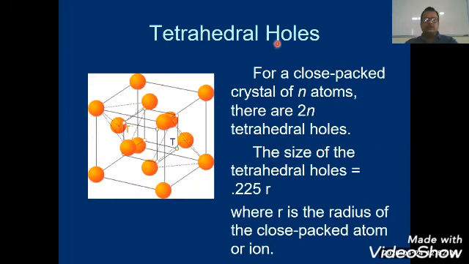So today we have discussed what is a close packing. Then we have discussed the different types of holes. We have discussed trigonal hole, tetrahedral hole, and octahedral hole. And what you find is that for an n atomic crystal, there will be n octahedral holes, and there will be 2n tetrahedral holes.